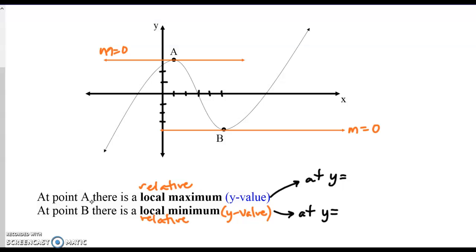So here we say at point A there's a local maximum, or a relative maximum, and we're looking at the y value. You can see I've added in the ticks on the Cartesian plane here. We have a local max at point A at y equals 3, and a local minimum at point B where the y value is negative 4. When we talk about the local max or min, we're referring to the value of the function, the y.